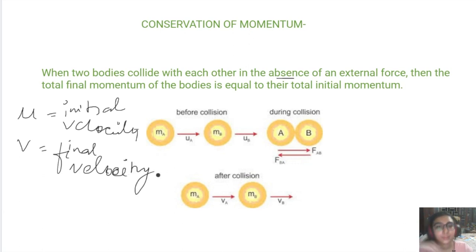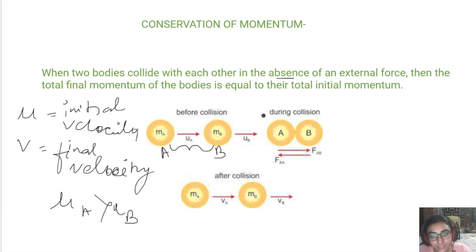Yeah. So before collision, they were moving apart from each other. Now let's say UA is greater than UB. Then they will not be able to maintain this distance forever, right? At some point, if the velocity of ball A is greater than ball B, then obviously they'll collide at some point or the other, right?